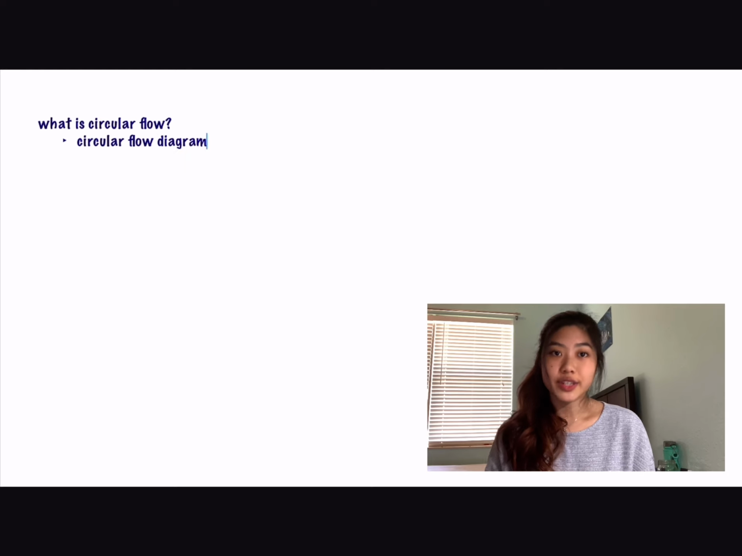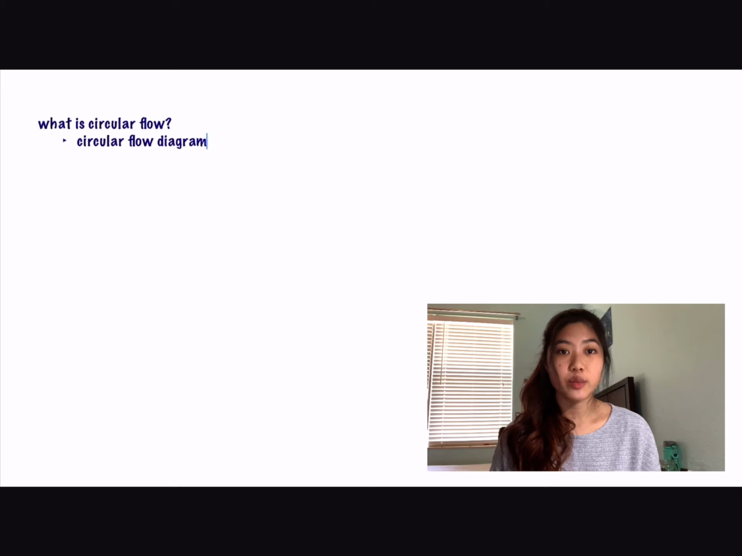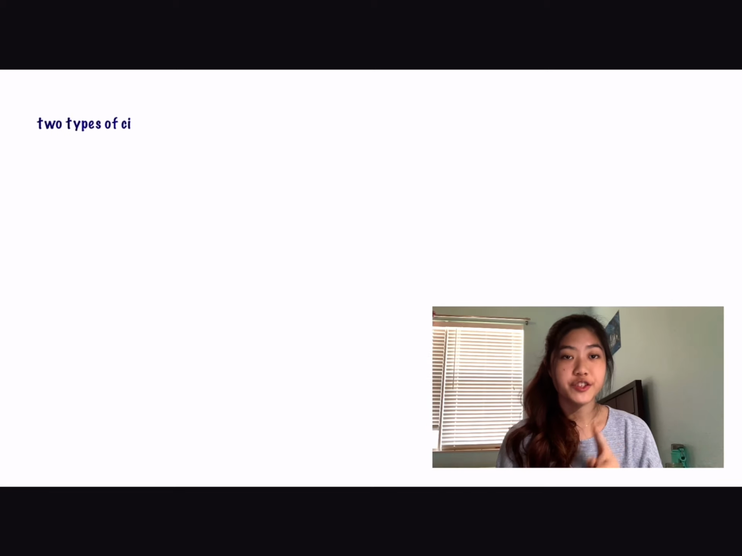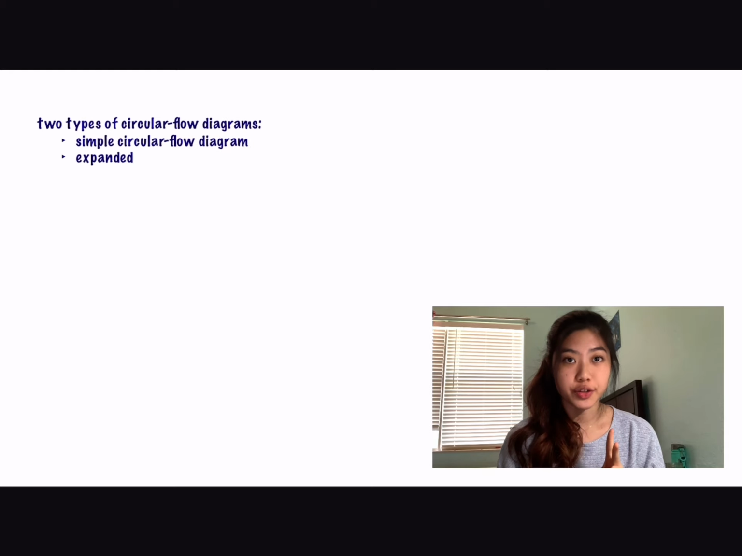A circular flow diagram is a simplified representation of the macroeconomy, which helps us to better understand the principles behind national accounts. The diagram represents transactions that take place by two kinds of flows. Number one is the flow of physical things, like goods, services, and labor, and number two is the flow of the payments for these things. We have two types of circular flow diagrams, the simple circular flow diagram and the expanded circular flow diagram.